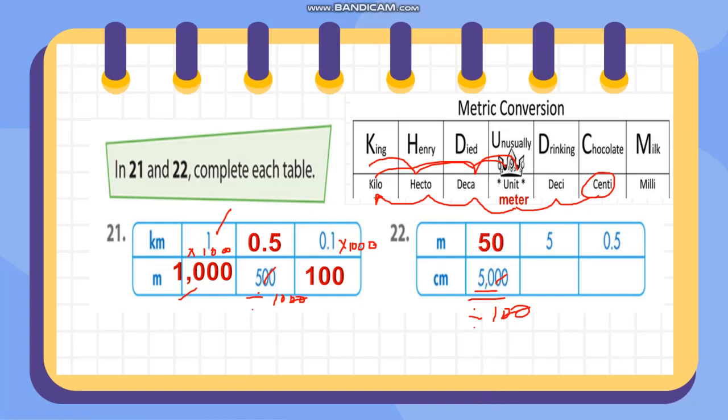Then meter to centimeter. This is meter to centimeter. So tens, 100. So it means that is multiplied by 100. So 5 multiplied by 100 is 500. And the same thing, meter to centimeter. That is multiplied by 100. So 0.5 multiplied by 100 is equivalent to 50.